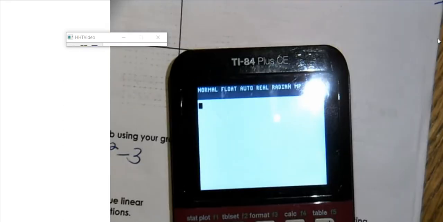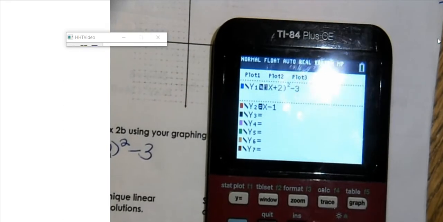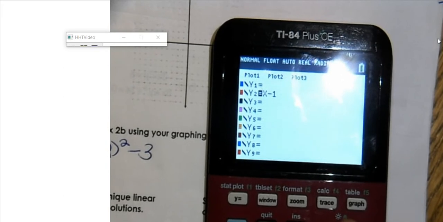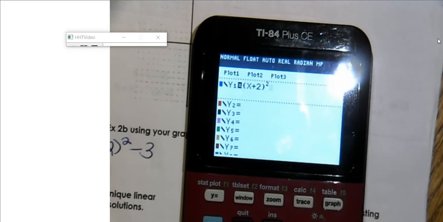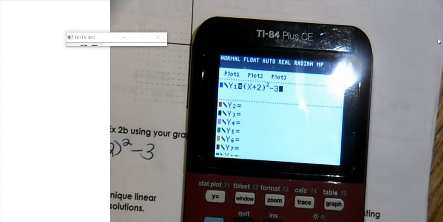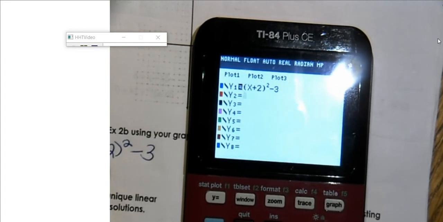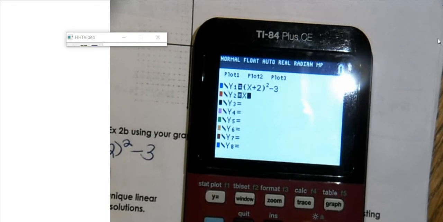So in my graphing calculator, I'm going to press y equals, and I'm going to clear out any equations that I already have in there. And I'm going to insert my y sub 1 as parentheses, x plus 2, squared, minus 3. And for y sub 2, I'm going to insert x minus 1.